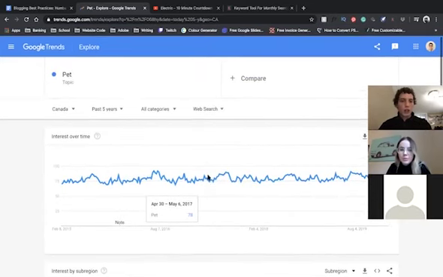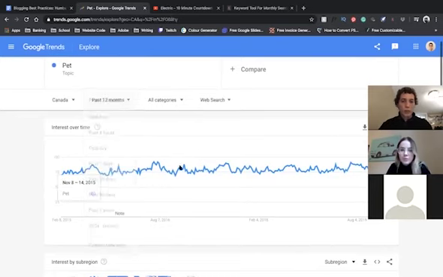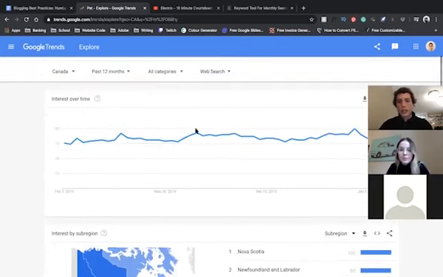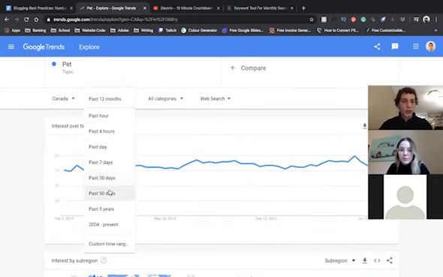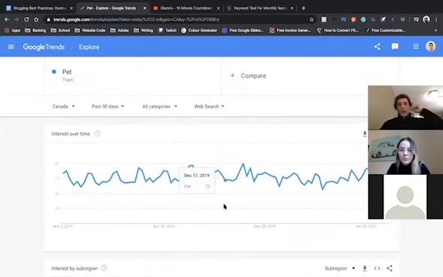It's a healthy search term. And if we look at the past 12 months, we can see it's steady. It's very steady. And if we go even to 90 days, we can check. It's still steady. So this is how you can look at the data.